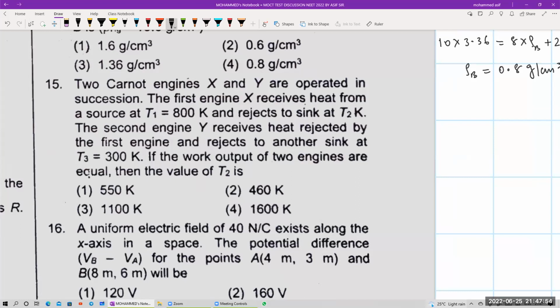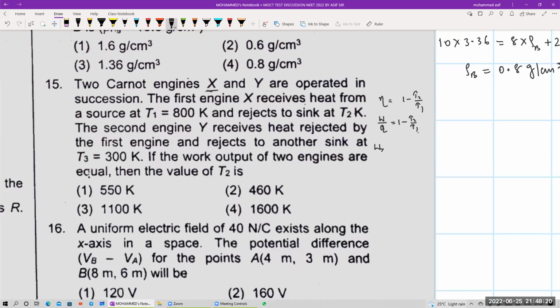how much? The efficiency formula, I hope everyone knows it. Eta equals how much? 1 minus T2 divided by T1. Two engines are given here, isn't it? So how do you write the efficiency, beta? Efficiency equals work done divided by Q, equals 1 minus T2 divided by T1. For the first engine, that is nothing but X, if I'm writing.